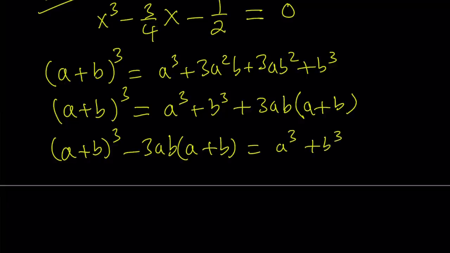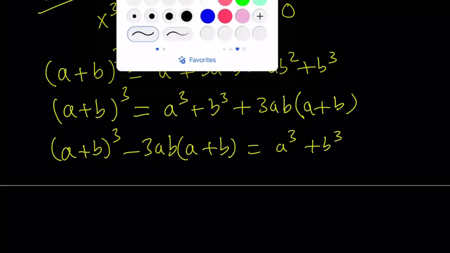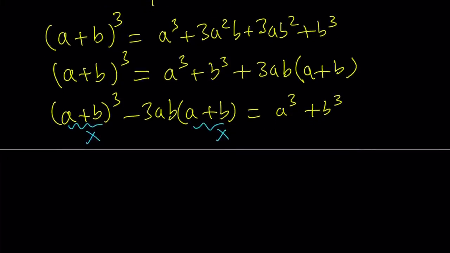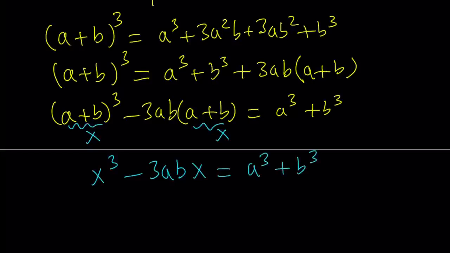So here's how the method works. I'm going to call this my x. So a plus b is equal to x. And then by comparing this equation to the other one, so I have x cubed minus 3abx equals a cubed plus b cubed. You can also put a cubed plus b cubed on the left-hand side, but I just didn't want to subtract it.